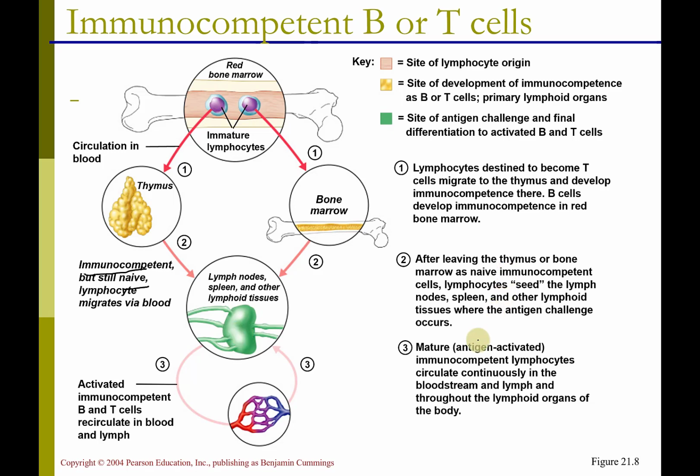So once this happens, again, they are immunocompetent, but they are mature. That means they have the one receptor to bind to the one antigen, and they've actually met the antigen, so they are mature. And now they circulate throughout the body, throughout the blood vessels, looking for and hunting down that pathogen with the one antigen. So, a couple of things here.